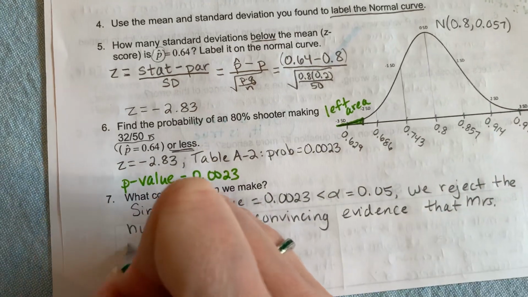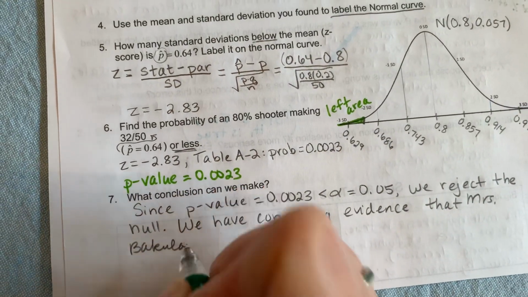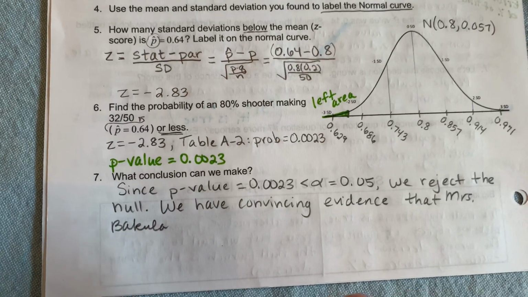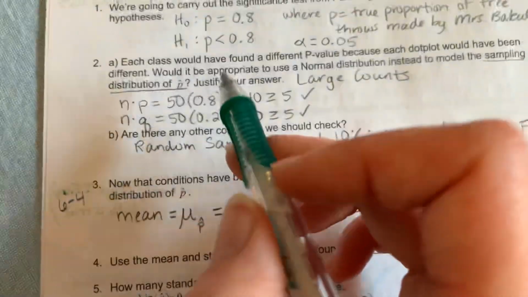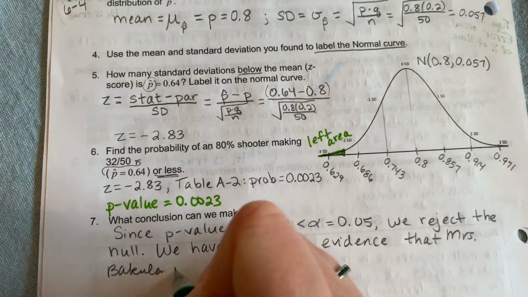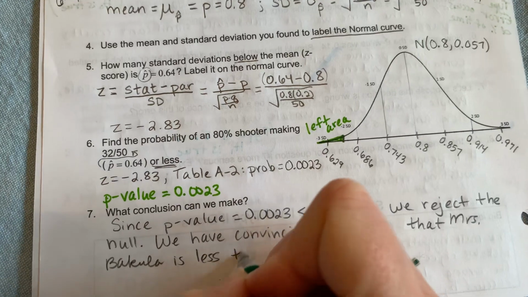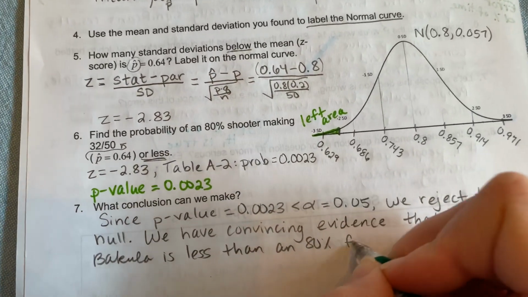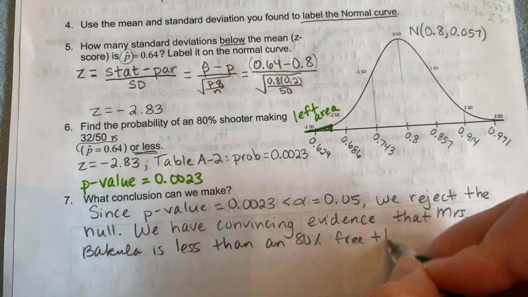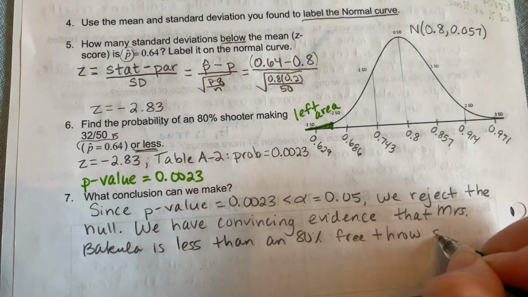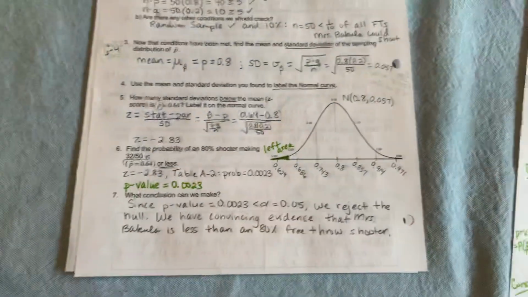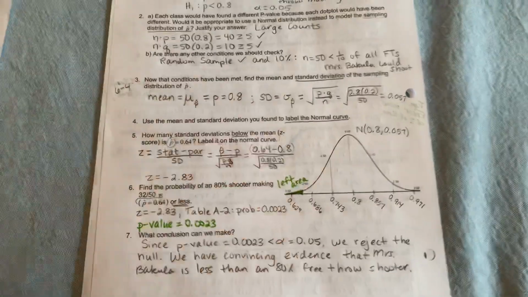Mrs. Bakula, I could say, is not an 80% free throw shooter, but I'm going to phrase it as affirming the alternative hypothesis that I am less than an 80% free throw shooter. So Mrs. Bakula is less than an 80% free throw shooter. Okay, done. We have completed our first ever full hypothesis test.